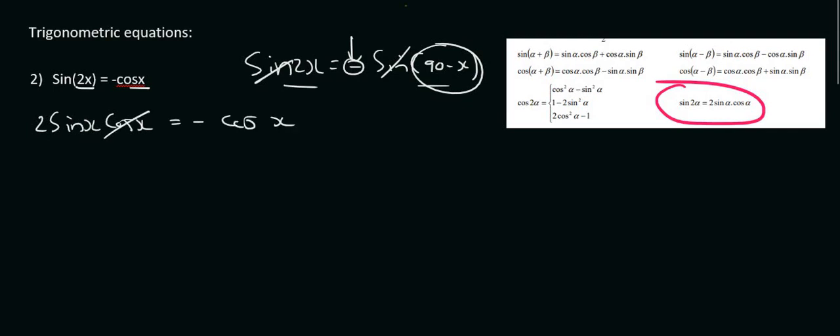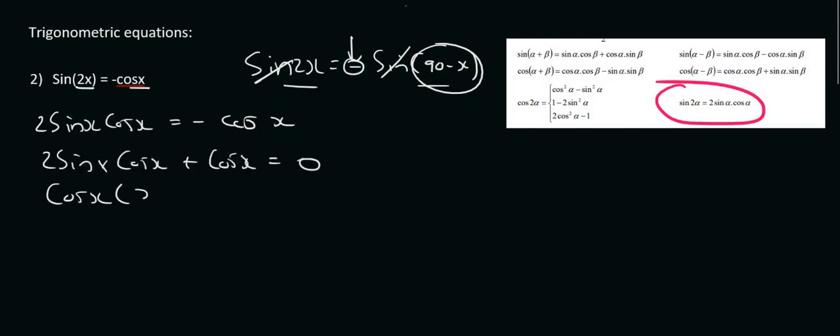Now guys, in maths you never want to do that. That's the same as having x squared equals x. You never want to cancel out one of those x's. What you do is you bring the cos x over, and then you factorize. So we end up with cos x times 2 sin x plus 1, and then you get your two answers.